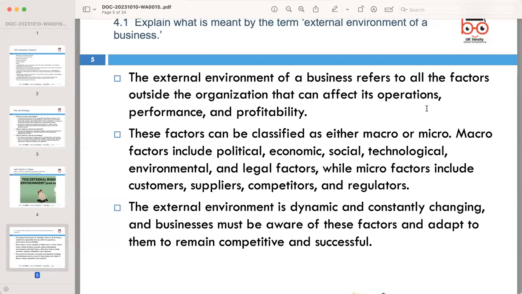The external environment is dynamic and constantly changing, making it important for business to stay aware of these factors and adapt to them to remain competitive and successful.